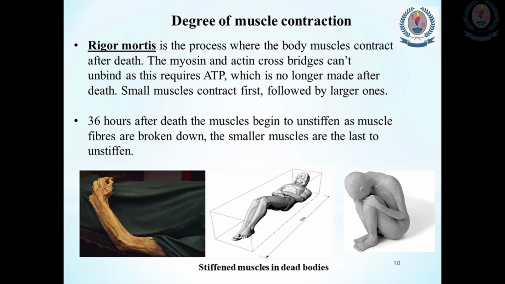So what happens? The body becomes rigid. This is called the rigor mortis effect. On average, this starts about 2 to 4 hours after death, and it takes between 6 to 8 hours for full effect. Now in this slide, children, you can see some of the diagrams that show stiffened muscles in dead bodies.